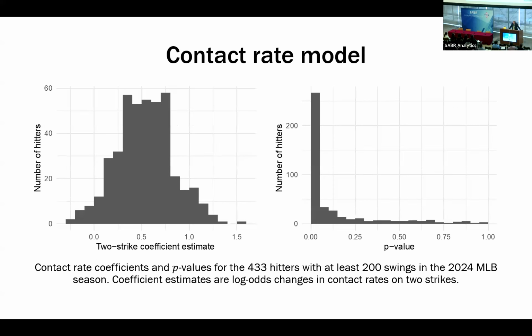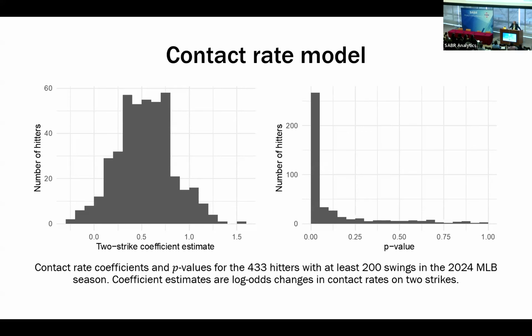So these are what those results look like. I'm showing on the left-hand side coefficients, on the right-hand side p-values, for the 433 hitters with at least 200 swings over the 2024 MLB season. The units you see on the left-hand side are log odds changes in contact rates on two strikes. And on the right-hand side, I'm showing p-values. You immediately see that there are a lot of quote-unquote significant p-values here.